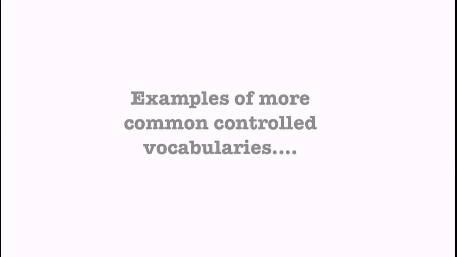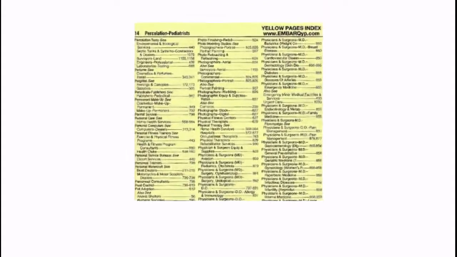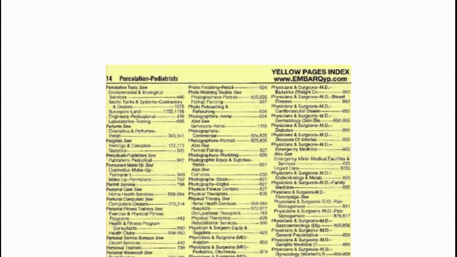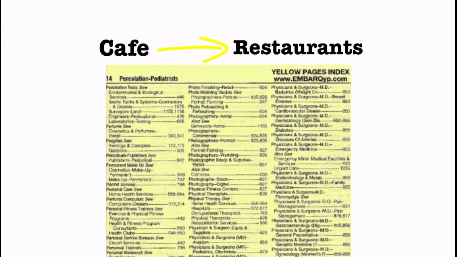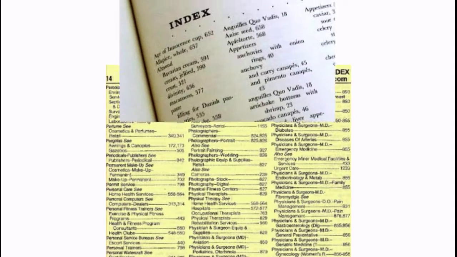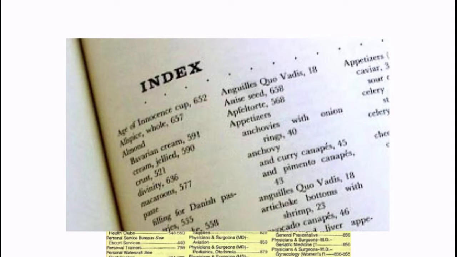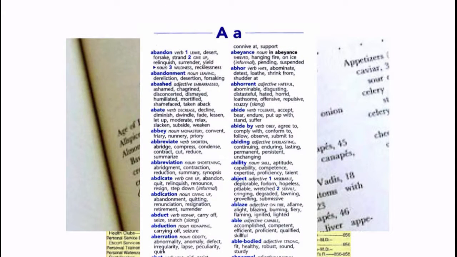by subject. You are probably already familiar with some controlled vocabularies. For example, if you have ever looked at a phone book, you would notice that they refer you to their standardized term. If you look up cafe, you will be directed to restaurants. Or if you look in a book index to find out if a book contains information about a particular subject. Or if you have looked up a word in a thesaurus. These are all examples of items that use controlled vocabularies.